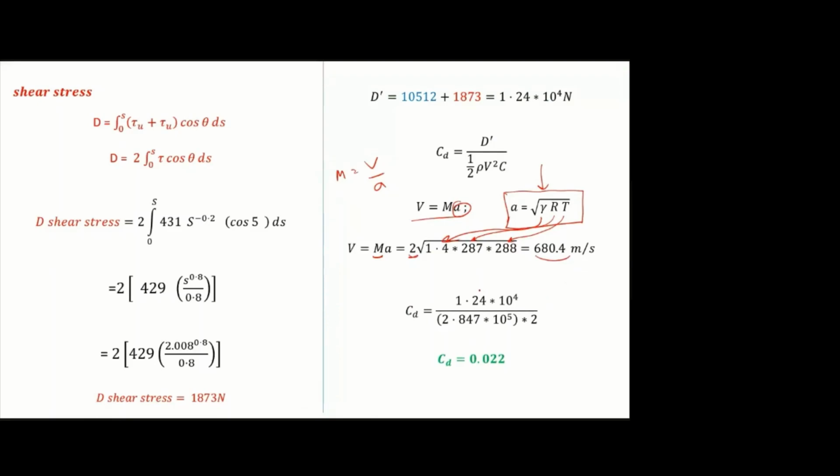So now substitute the drag value and half rho v squared into the c value 2. You'll get CD is 0.022.